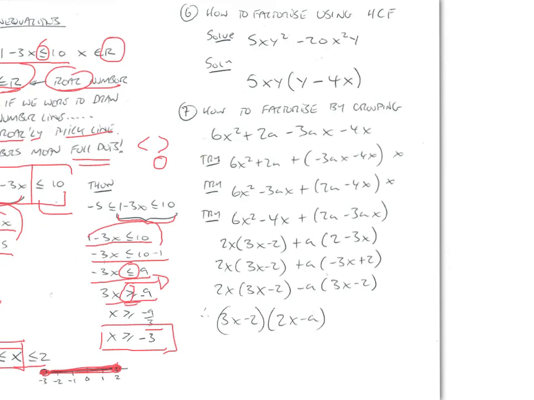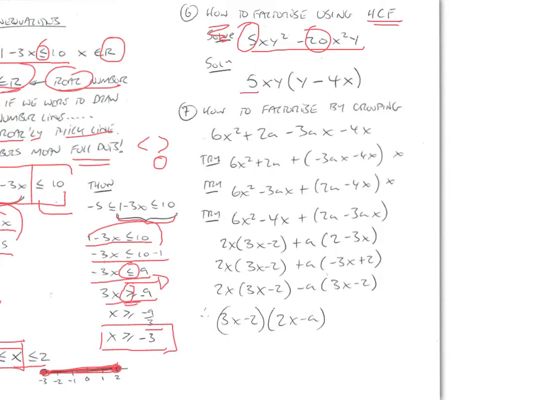Now let's look at how to factorize expressions using the highest common factor. Factorize 5xy squared minus 20x squared y. The first thing we do is look at the numbers 5 and 20, and pull out the highest common factor of 5 and 20, and that's 5.